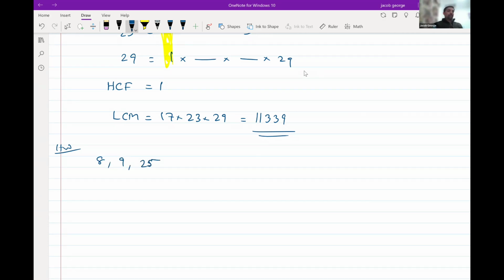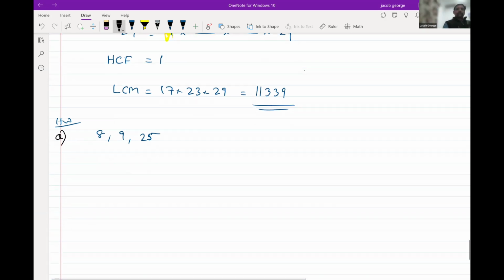8, 9, and 25. Please note down 8, 9, and 25. Okay, so you will factorize 8, you will factorize 9, and you will factorize which one? 25, and we'll get the answer.